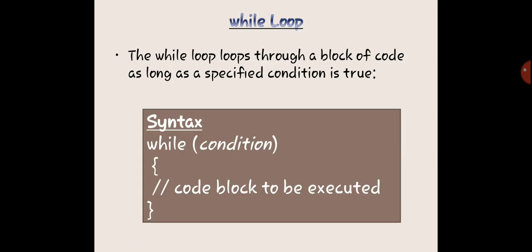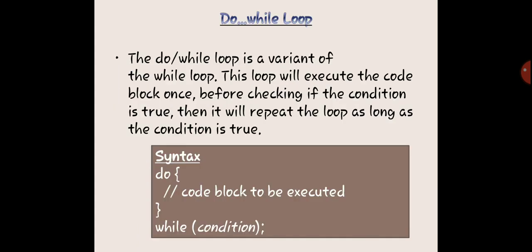See, in while the condition will be checked in the first statement itself, but in do while the condition is checked at last. So do block of statements, then while followed by condition. So the block of statements will be executed at least once without checking the condition. Even if the condition is false, the block will be executed once in do while.